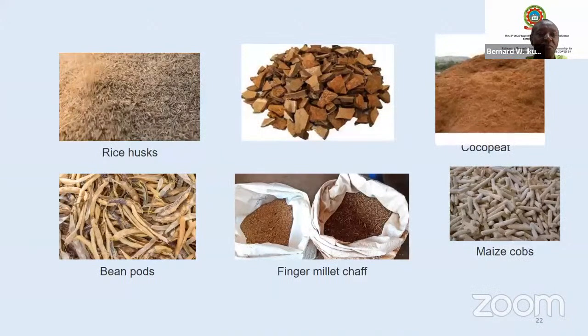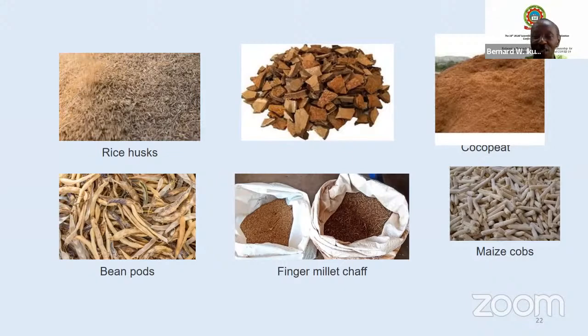Other materials that are considered as waste, we have rice husks, coconut shells, cocoa peat, bean pods, and any other. There can be very wide varieties, and we are looking at all these, even including maize cobs, that can be used to manufacture items that can now be useful.